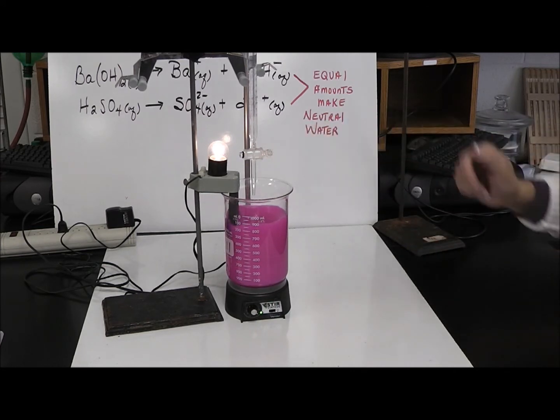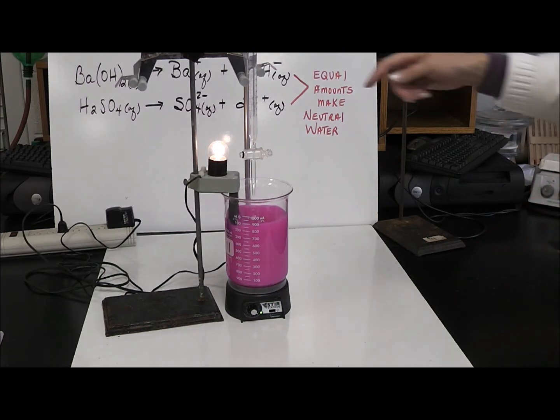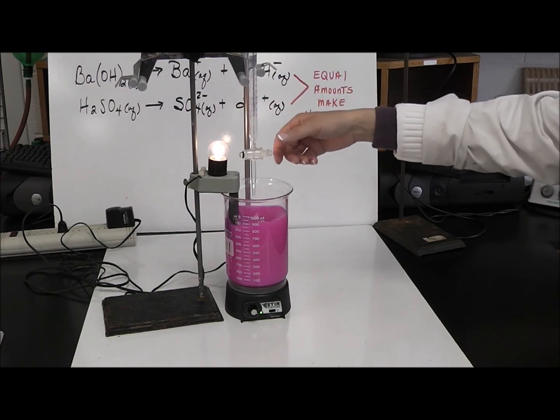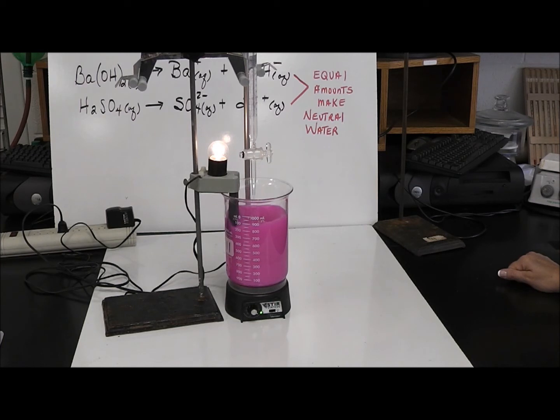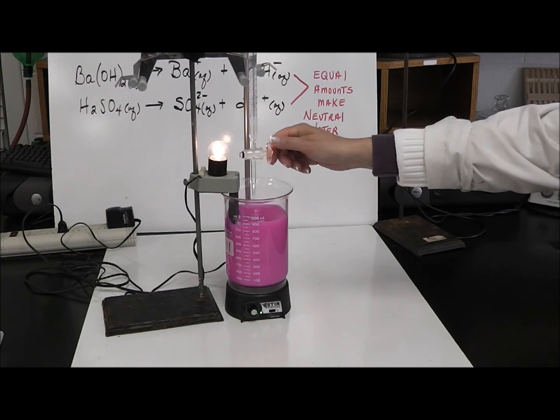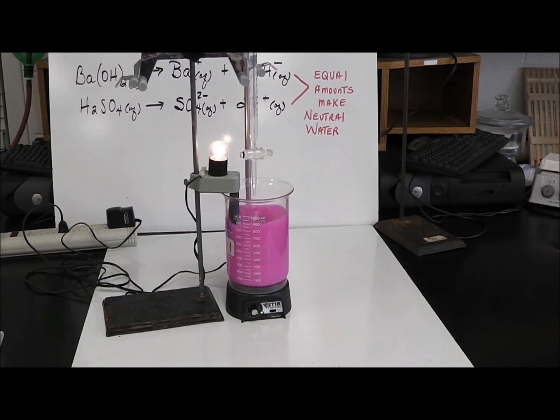Now, what I'd like you to really notice is the fact that the solution is getting creamier looking. For lack of a better term, it looks more creamy. That's because the barium sulfate precipitate is white and it is forming in the solution. The light's still on, so I still have lots of ions in there. Put some more acid in. Alright, I'm going to turn that off, let that sit for a little while. Again, notice how milky, creamy, if you will, the solution is getting.